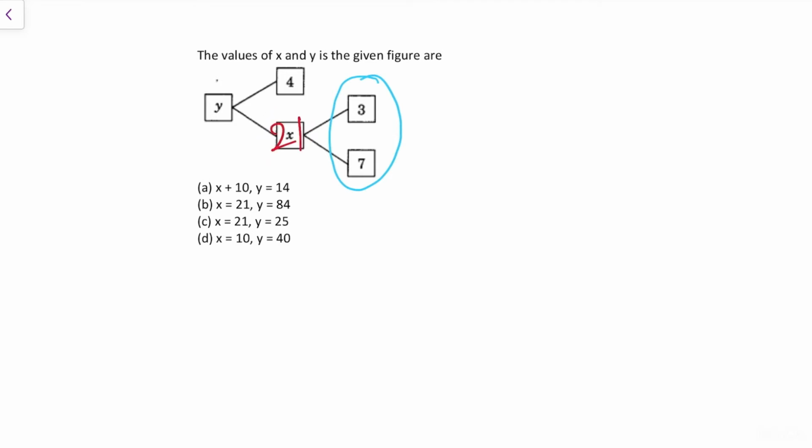3 sevens are 21. Next, this branch again has 4 and 21. So 4 into 21 is 84. So this y should be replaced with 84. Now if we observe clearly, x value is 21 and y value is 84. So option B is the correct option.